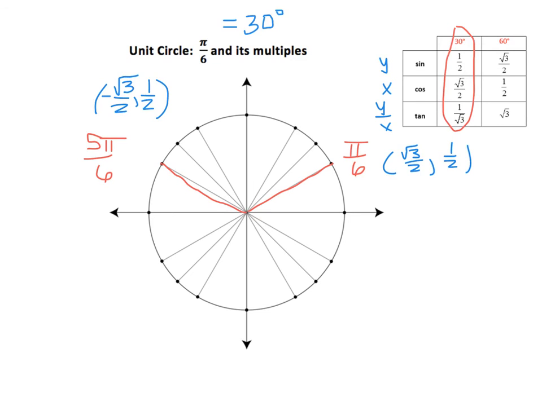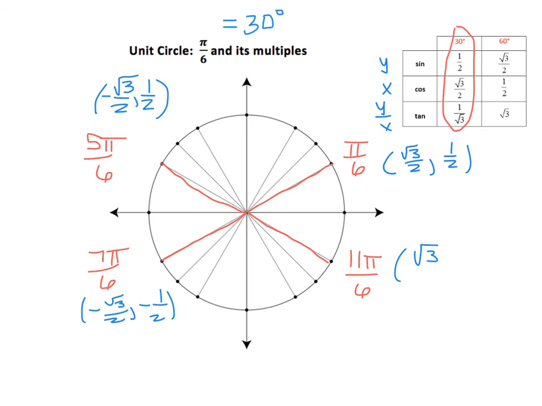All right, the next multiple is 7 pi over 6. And the corresponding point is, again, negative square root 3 over 2. And now y is negative, so we have negative 1/2. And the last multiple that we're going to look at is here, and this is 11 pi over 6, corresponding to the point square root 3 over 2, 1/2.